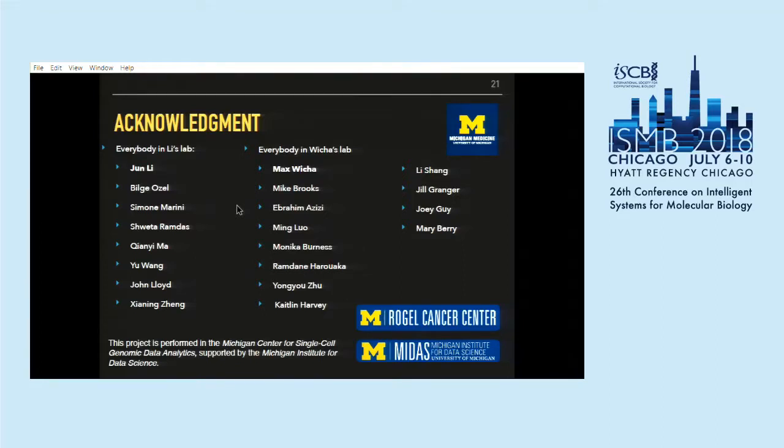Wei Li from UCLA, talking about scImpute, an accurate and robust imputation method for single-cell RNA-seq data.